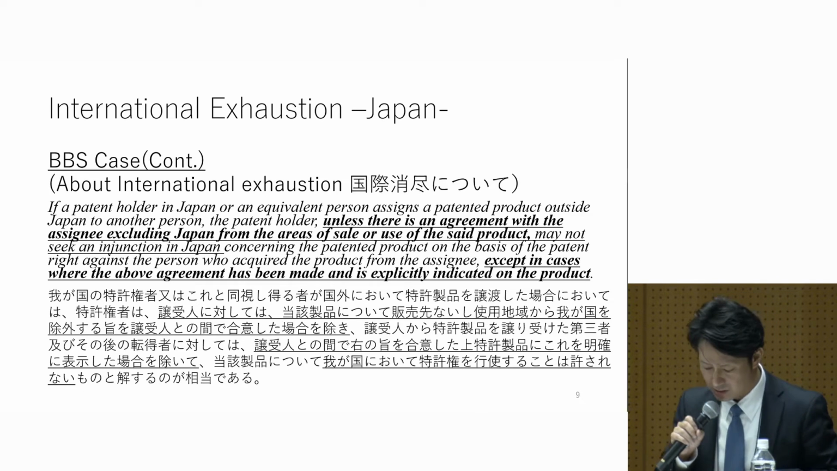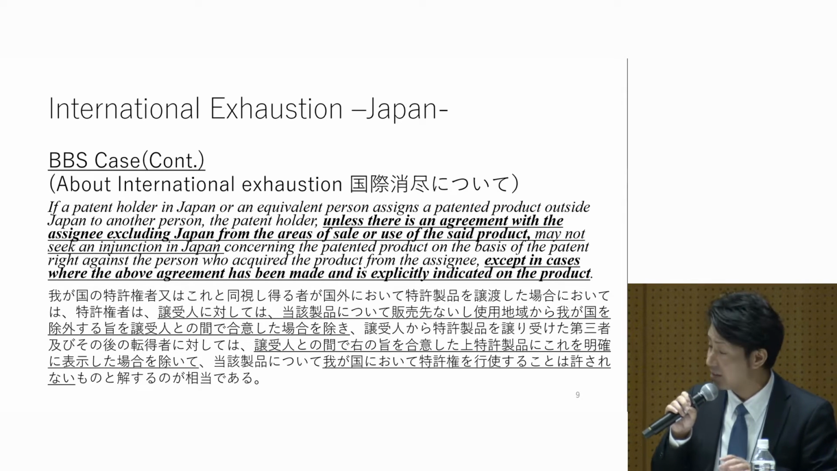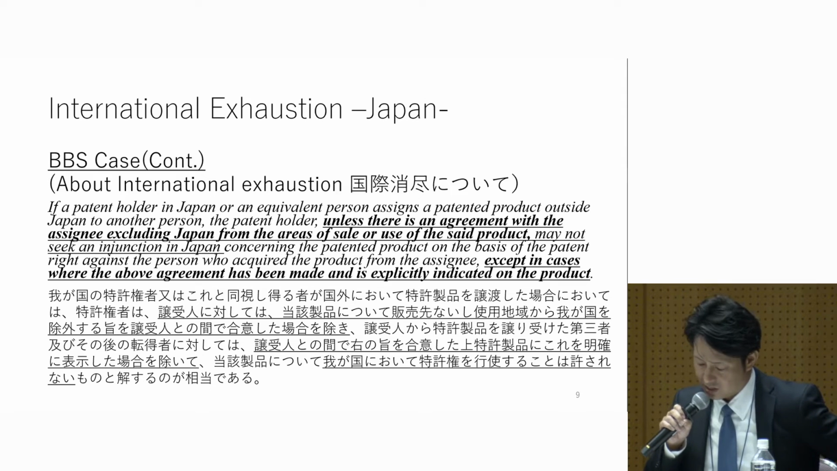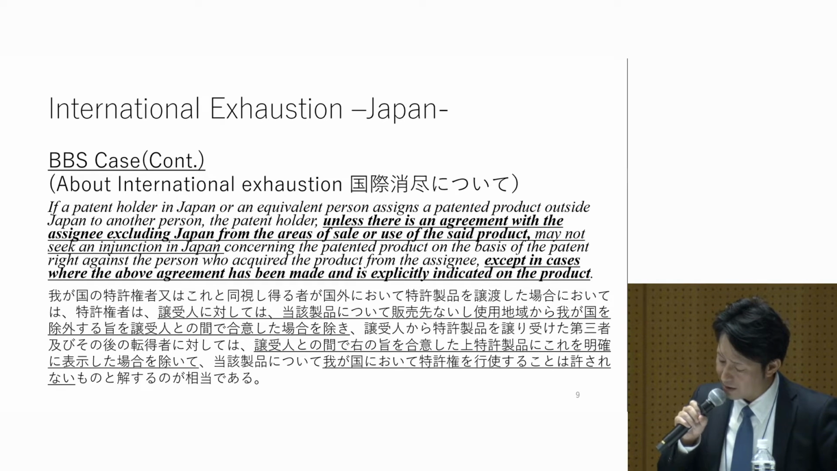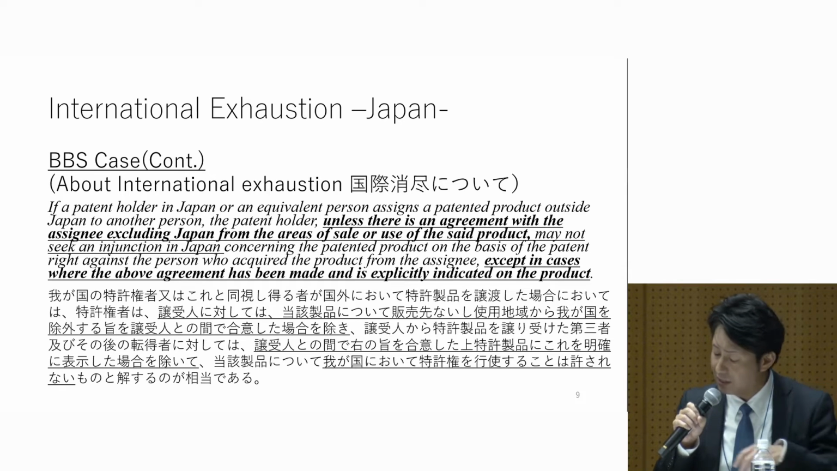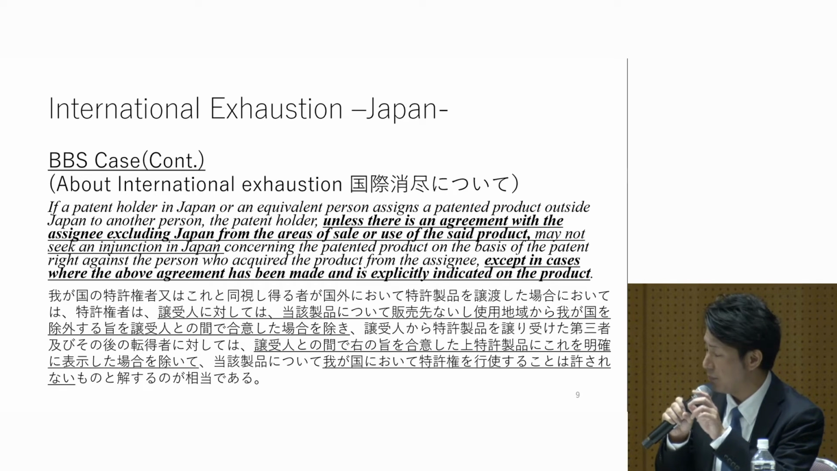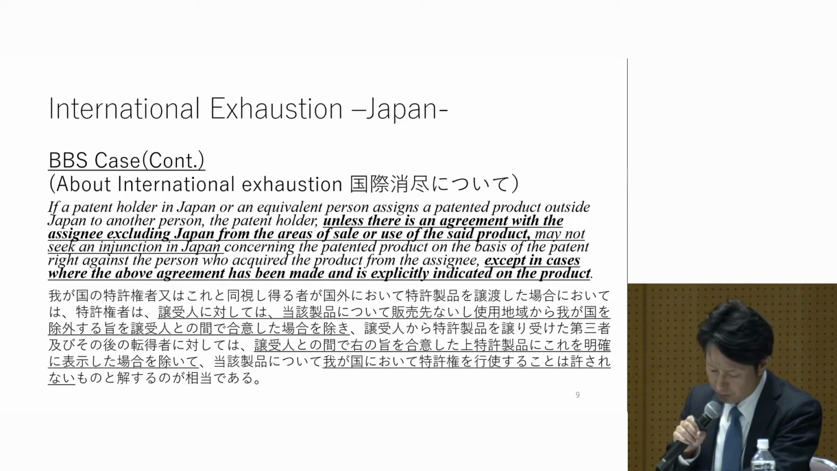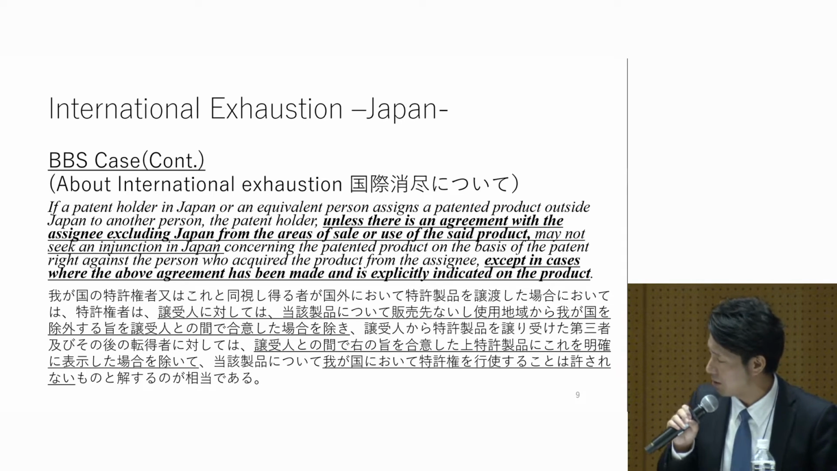Go on to the next slide, please. But the court also held that, in conclusion, once the patentee puts the patented product on the market legitimately in another country, they may not exercise the patent right in Japan unless two conditions are both met. Condition number one: an agreement between the patentee and the assignee to limit the region of the sales and exclude Japan from it. And condition number two: that agreement is explicitly indicated on the product itself.